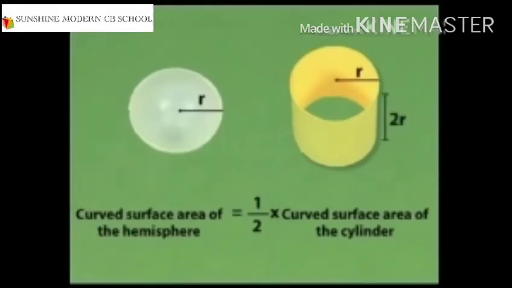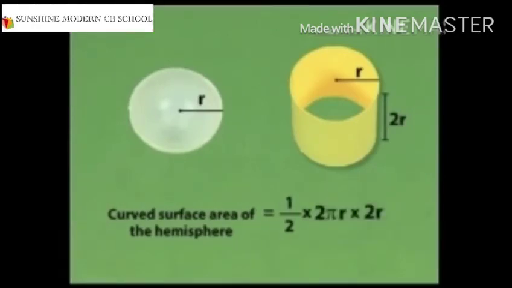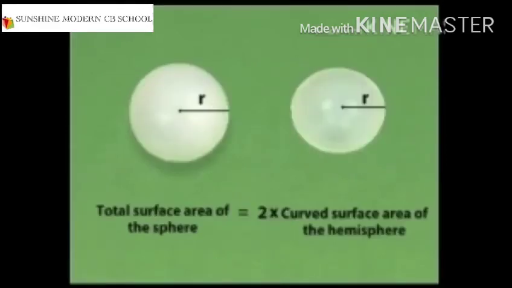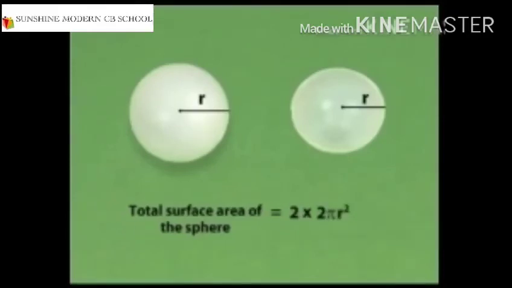So, the curved surface area of the cylinder is 2 pi r into 2r. The curved surface area of the hemisphere is 2 pi r square. The total surface area of the sphere is 2 times the curved surface area of the hemisphere. Thus, the total surface area of the sphere with radius r is 4 pi r square. This is the formula for the surface area of the sphere.